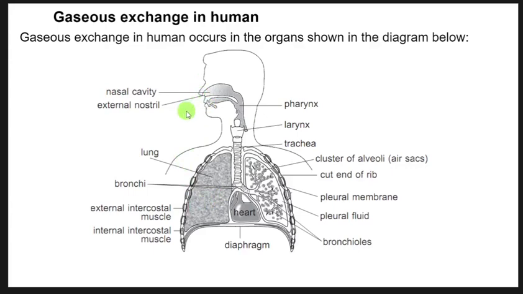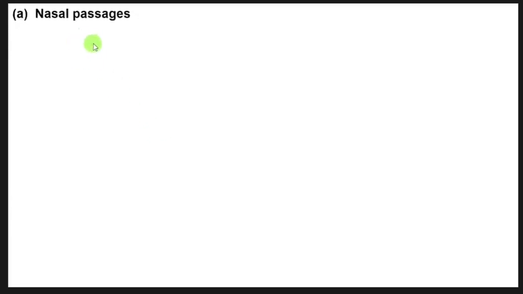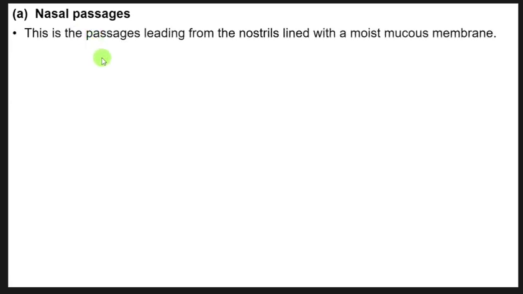So what is the nasal cavity? The nasal passage is the passage leading from the nostrils, lined with moist mucous membrane. It is the passage leading from the nostrils, lined with mucous membrane, meaning it has a membrane like a skin inside it, and that skin is moistened with mucus.